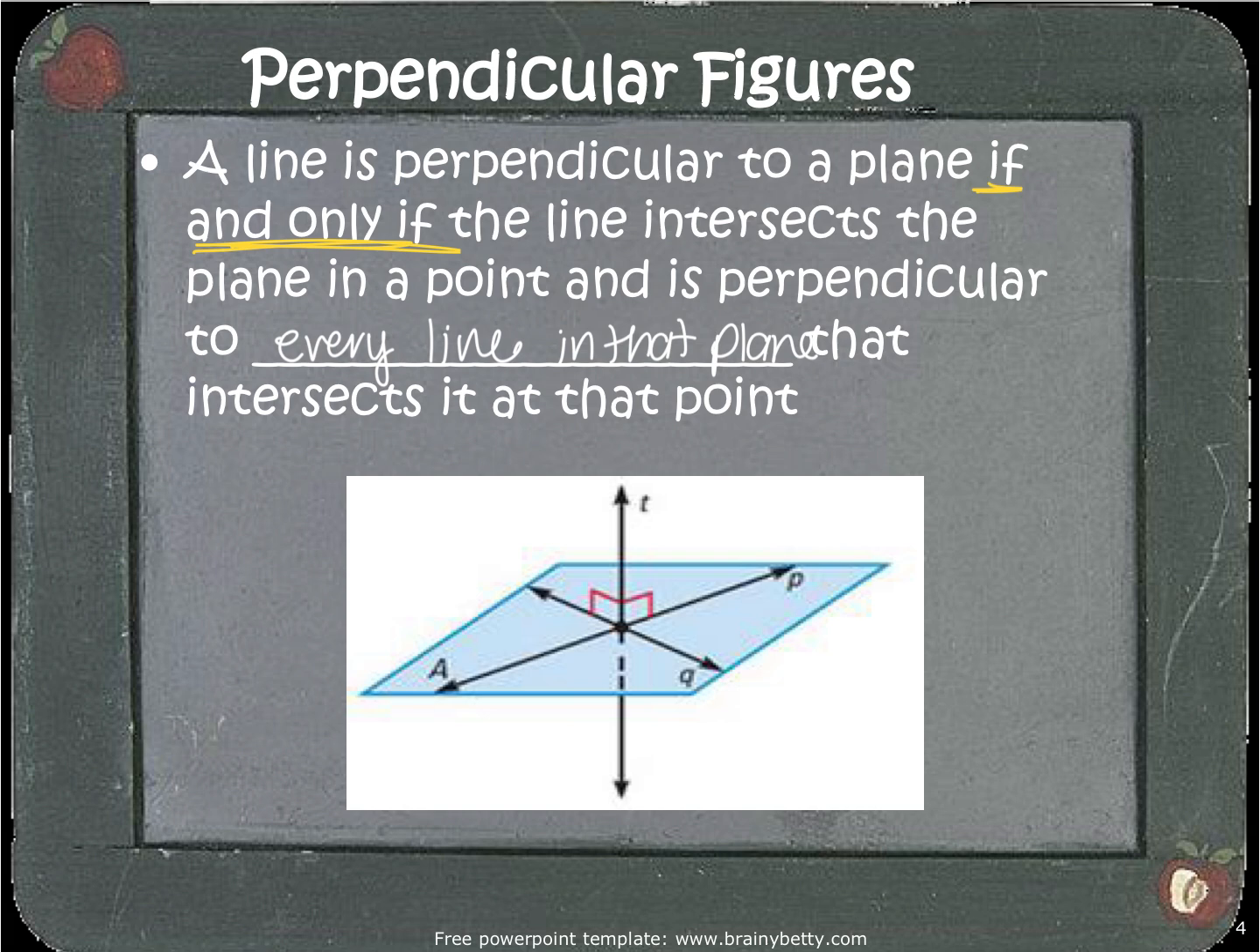Again, just make sure you know perpendicular means right angle, and it makes a 90-degree angle, and it has to show you that it's a right angle. If it's not a right angle, then they're not going to show you that.